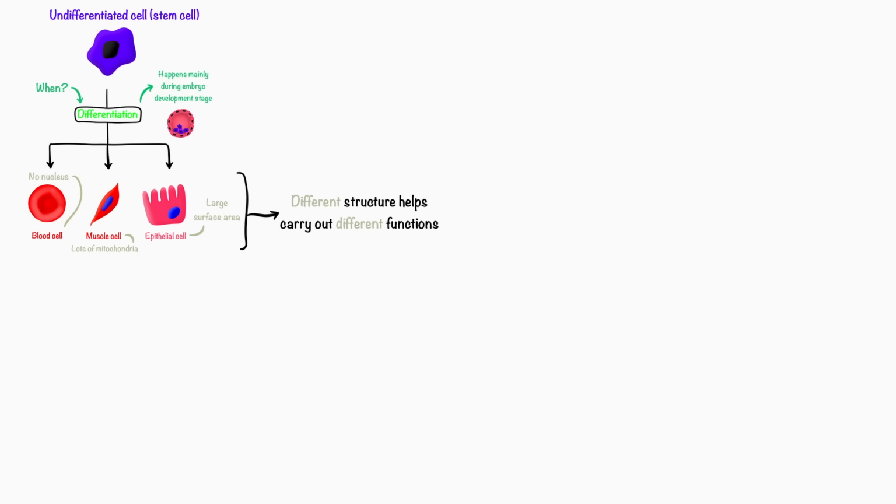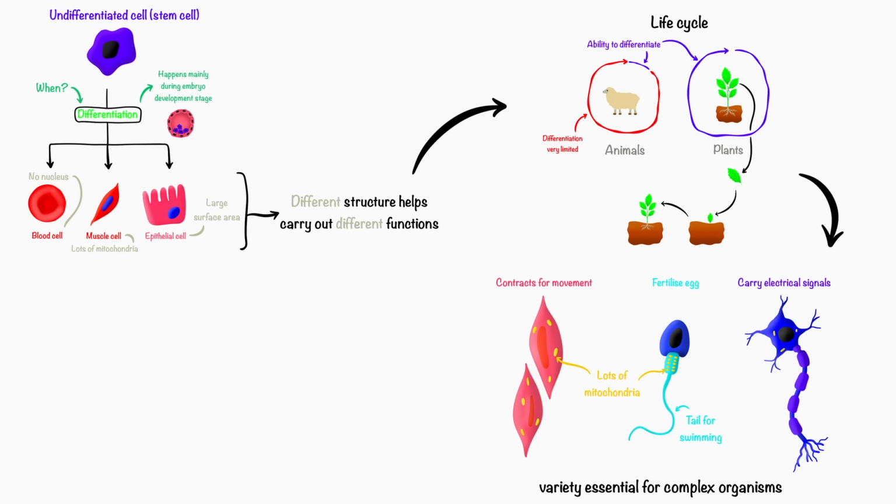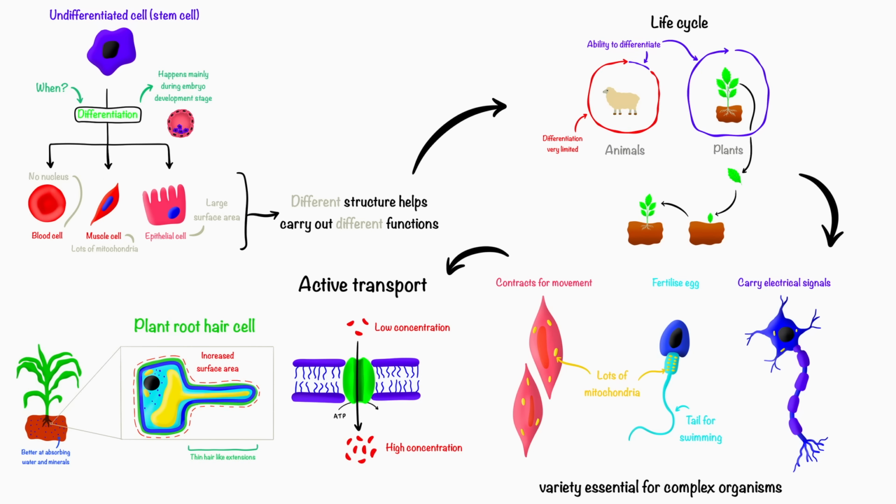In this episode, we'll explore what cell differentiation and specialization is, at which stage differentiation occurs in different organisms, examine examples of specialized cells, and finally, we'll look at how these different cell types work together in a multicellular organism.